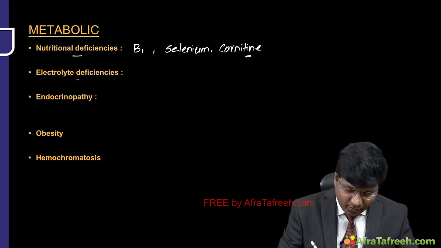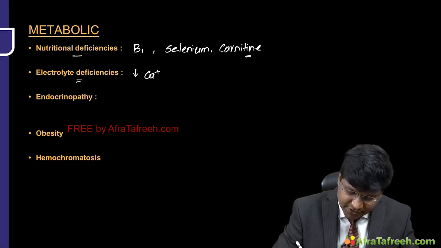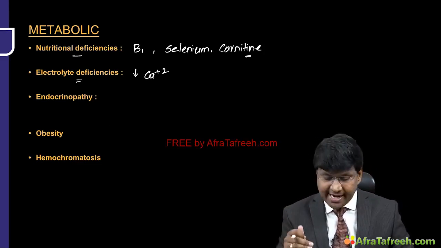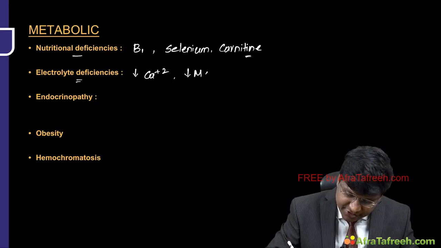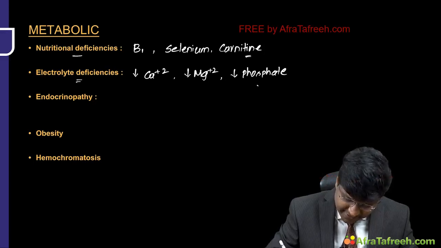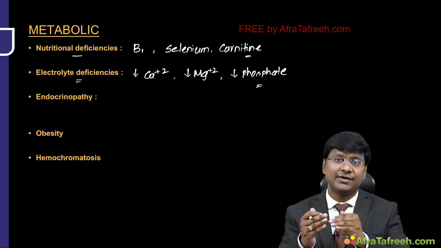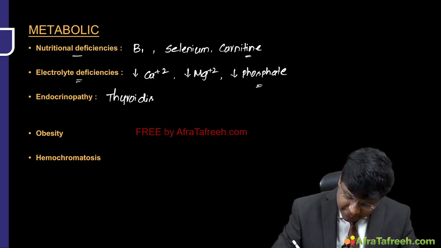Now, what are the electrolyte deficiencies? Very important is calcium deficiency. Calcium is a very important electrolyte required for excitation-contraction coupling, and its deficiency can cause dilated cardiomyopathy. The other deficiencies are magnesium deficiency and phosphate deficiency. Next are the endocrine disorders. Among the endocrine disorders are the thyroid disorders, both hypothyroidism and hyperthyroidism, both of which predispose to dilated cardiomyopathy.